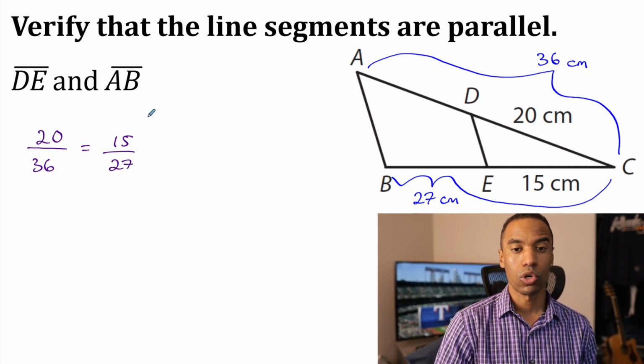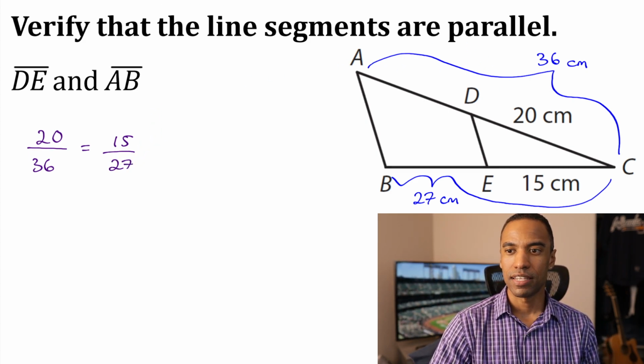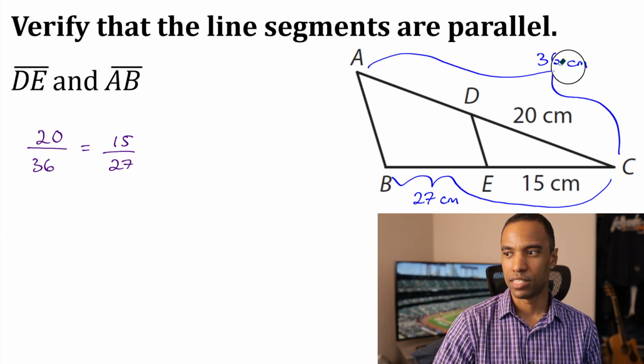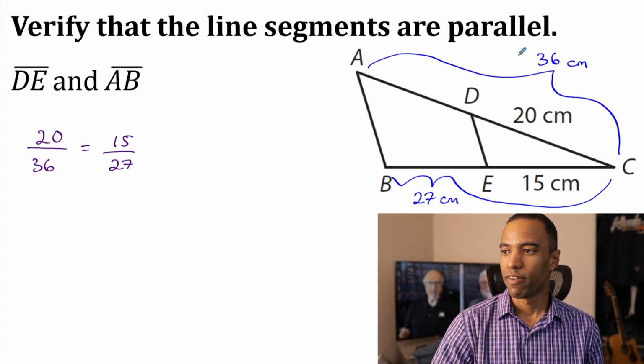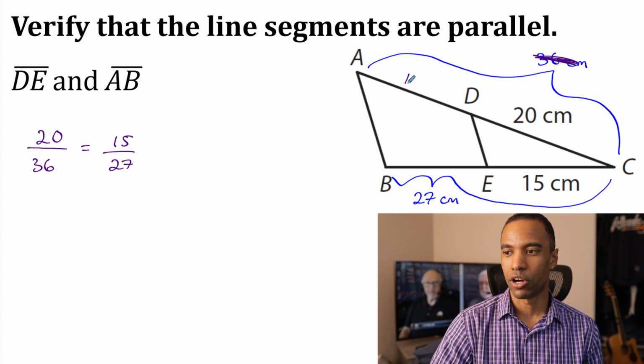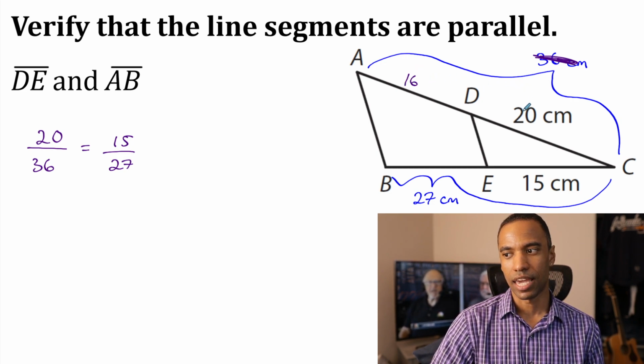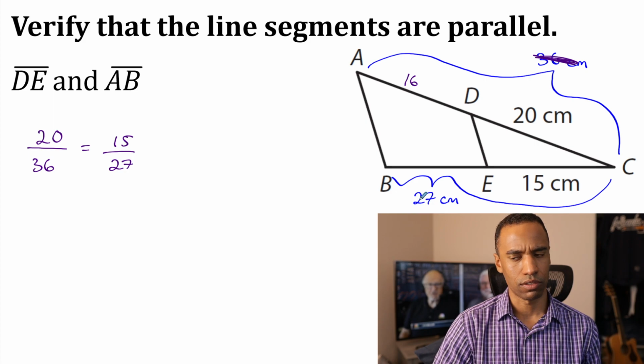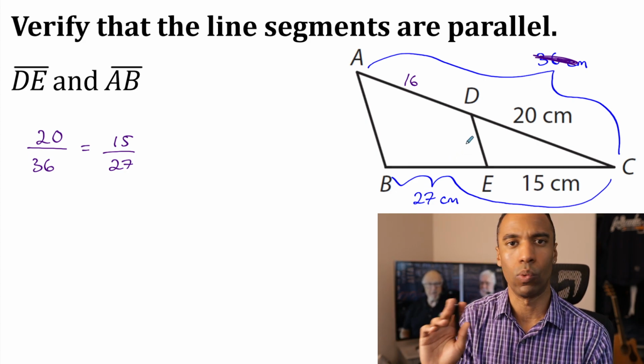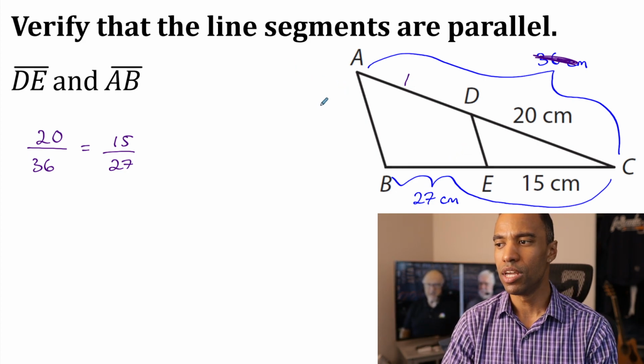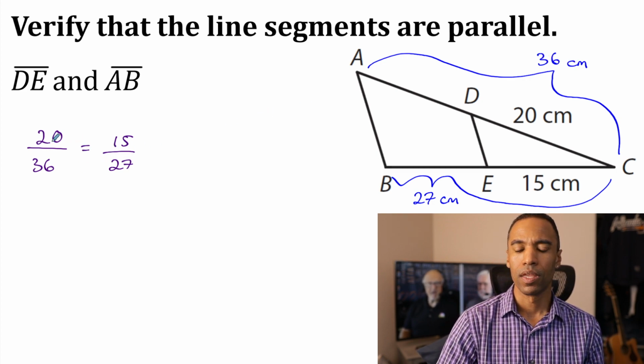But here's the thing. You also don't want to be tricked on one of these, right? What if I didn't have 36 here, and here all I had was 16? You can't say 20 over 16 equals 15 over 27, right? You have to know which parts you have. So, just be cautious, be wary.